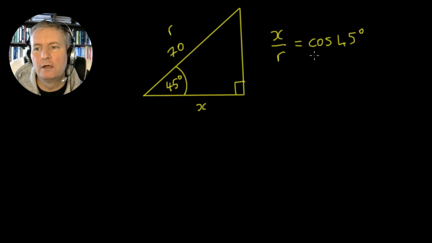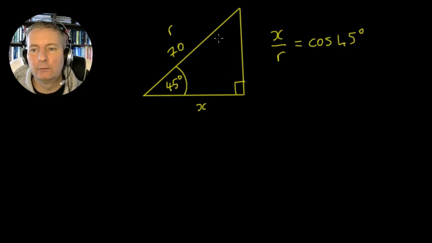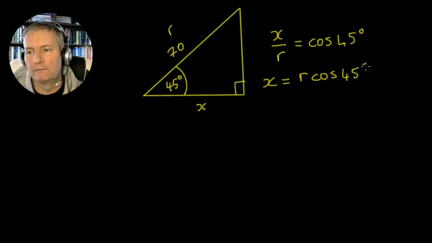So we know that we can work out what this ratio is. We just need to put the cos of 45 into the calculator and it will tell us what that ratio is. So we can then say that x is going to equal the distance r times the cos of 45 degrees. So we can say then that x is going to equal, well, the distance is going to be 70 times the cosine of 45 degrees.